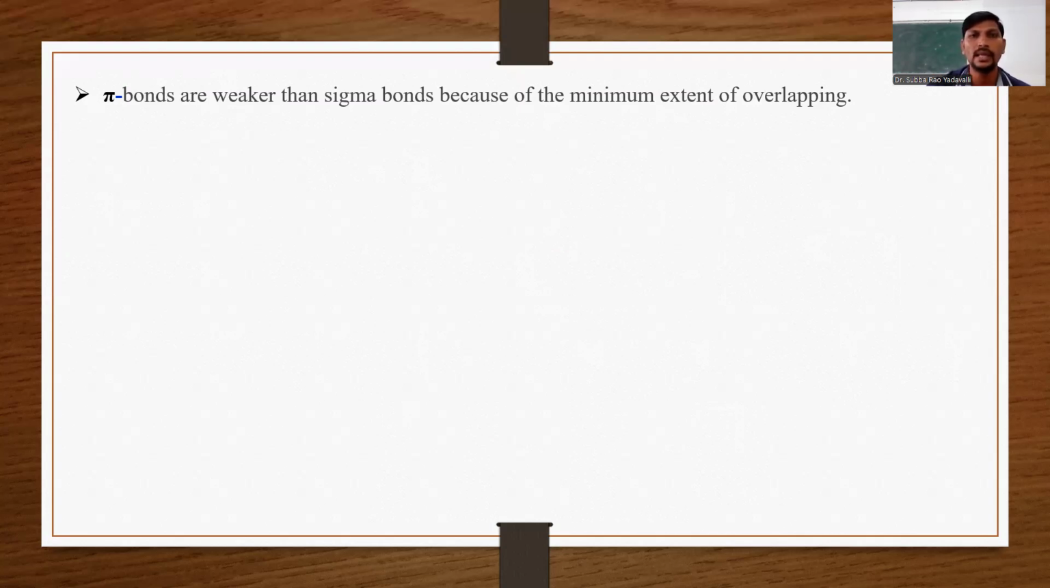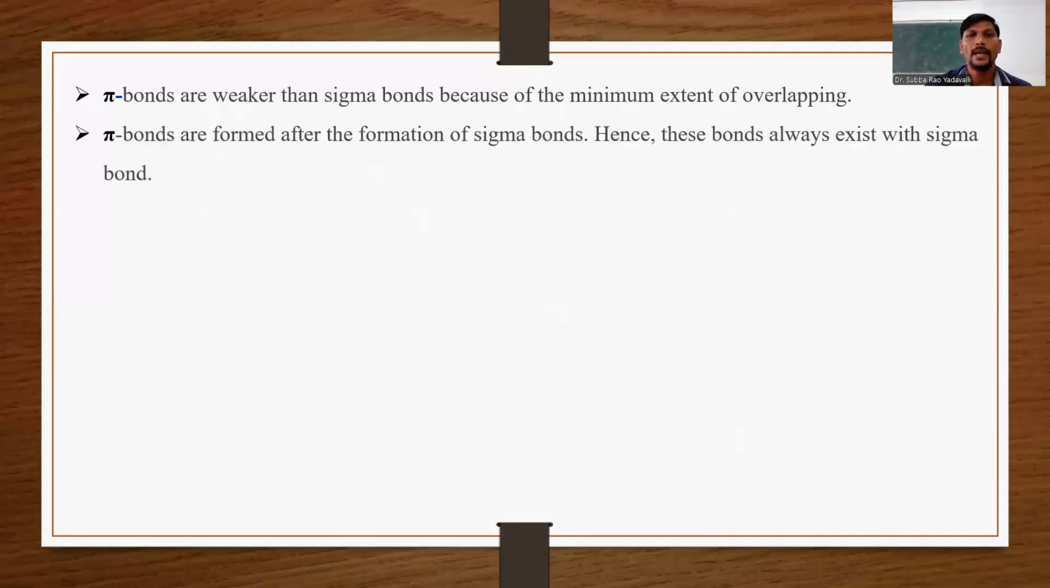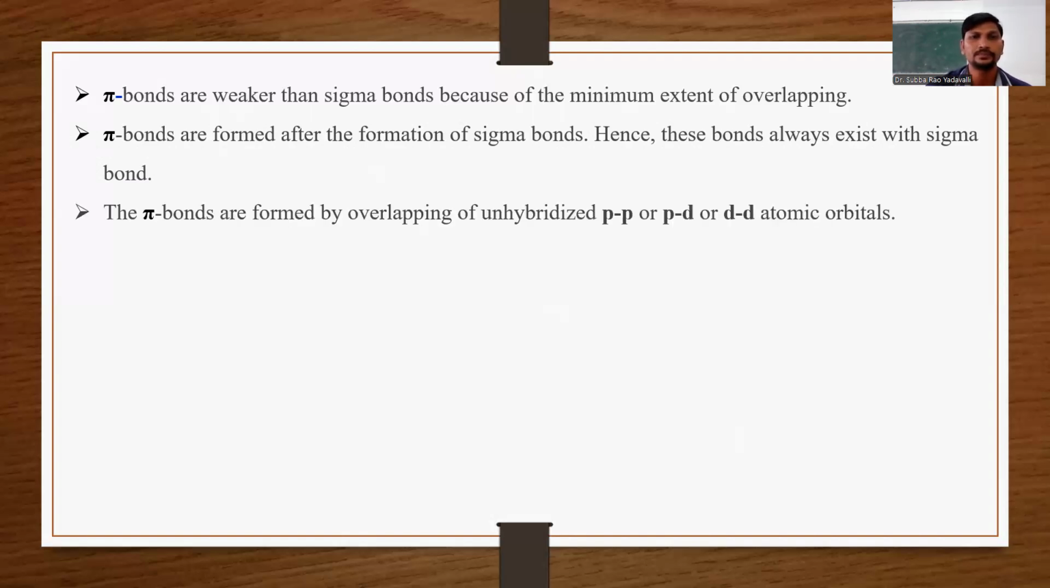And these pi bonds are very weak bonds. That means they have lesser strength. That means the bond dissociation energy of pi bonds is very low when compared to the sigma bonds. Next one is the pi bonds are formed after the formation of sigma bonds. So without formation of sigma bond, the pi bonds are never formed.